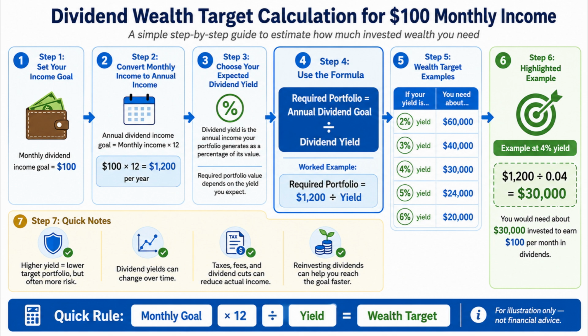In addition, dividend yields can change over time. Companies may increase, reduce, or stop dividend payments depending on their financial condition. Taxes, fees, and dividend cuts can also reduce the actual income received by the investor.